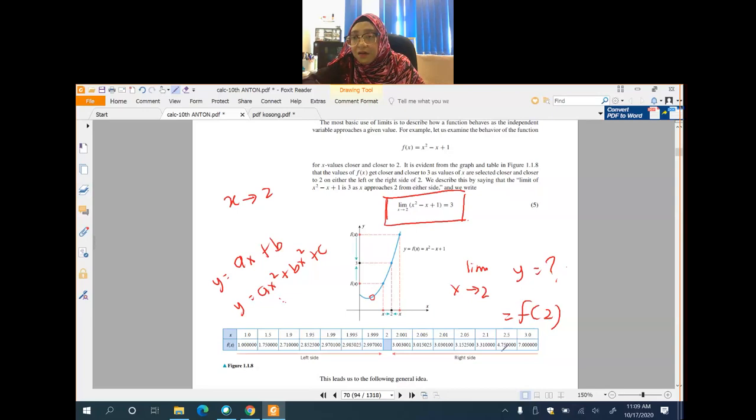Okay, so we can decide several points along the way. We start from 1, and here from the right we start from 3. So 1 is located to the left of 2, and 3 is located to the right of 2. And then you take several values of x which approach the point 2. From here, it's approaching from the right, and this is approaching from the left.